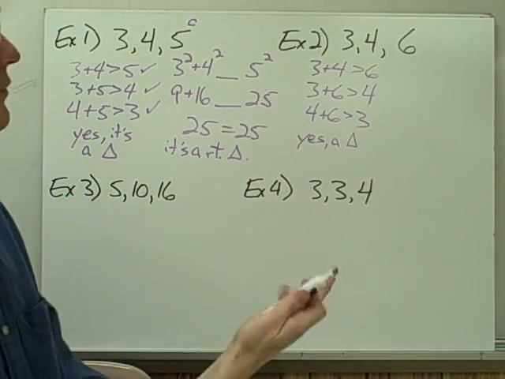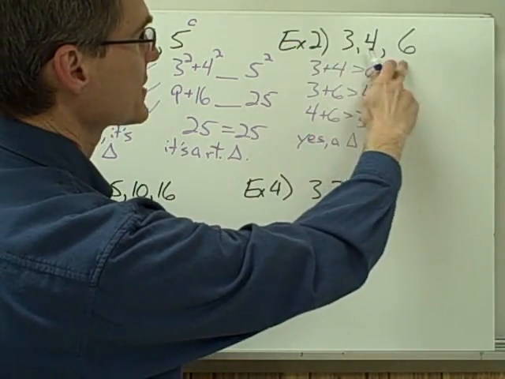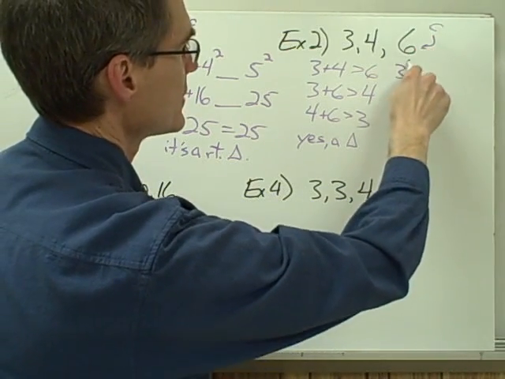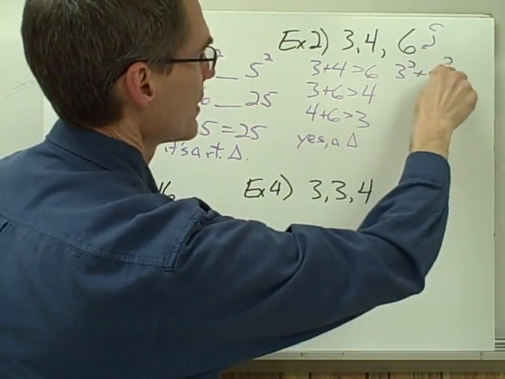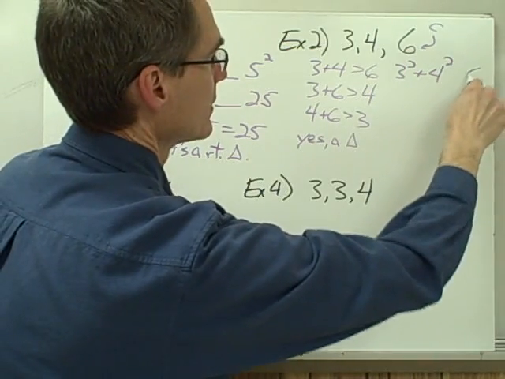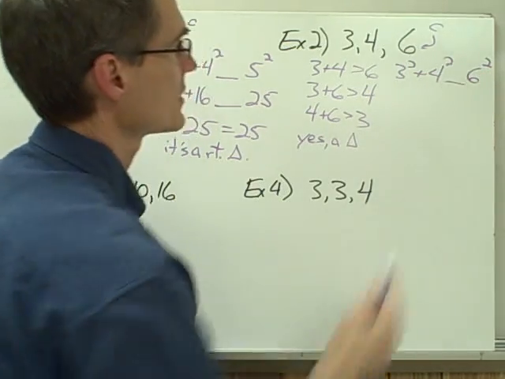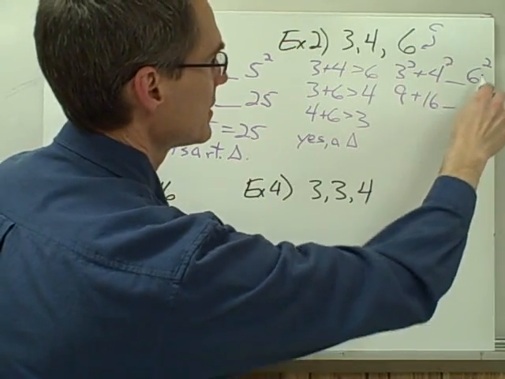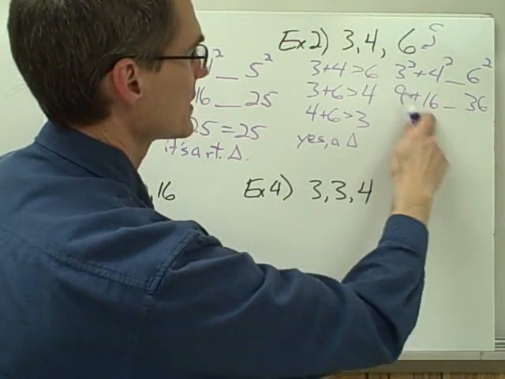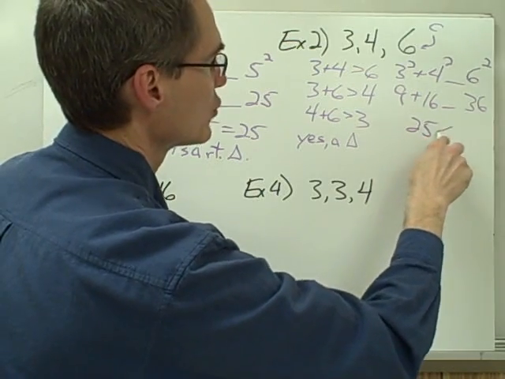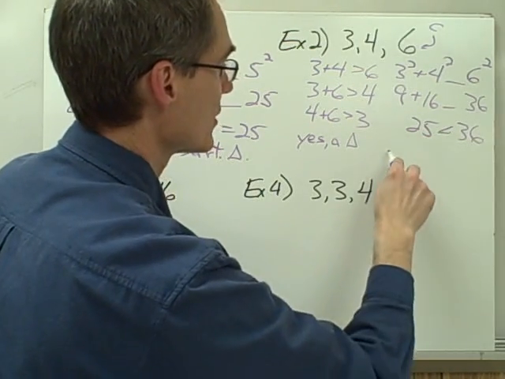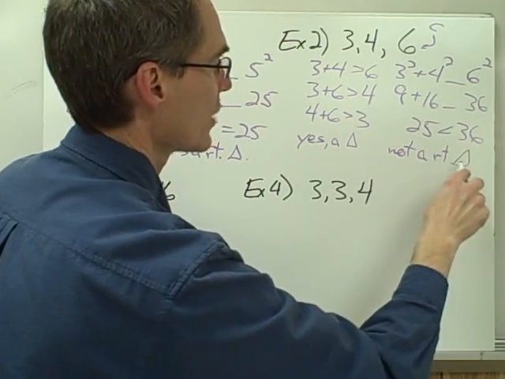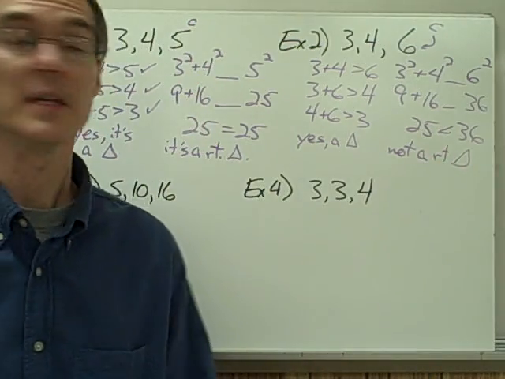And now let's see, does it form a right triangle? Well, again, our longest side, that's going to be this side right here, so this must be side C. So 3 squared plus 4 squared and 6 squared, we want to know what's that relationship. Well, again, we have 9 plus 16. This is 36. 9 and 16 is 25. 25 is less than 36, so this one is not a right triangle because of the Pythagorean theorem.